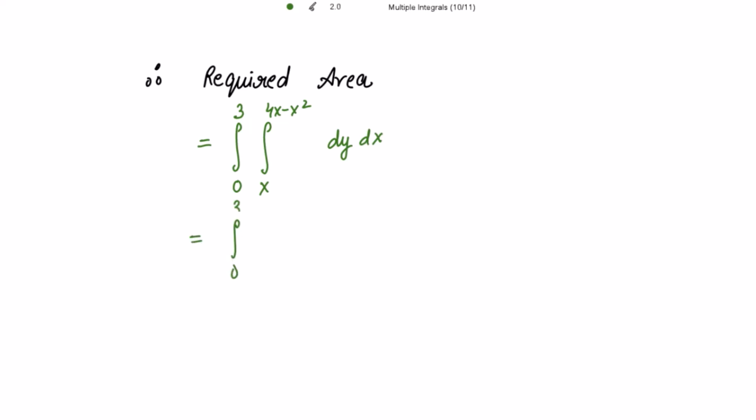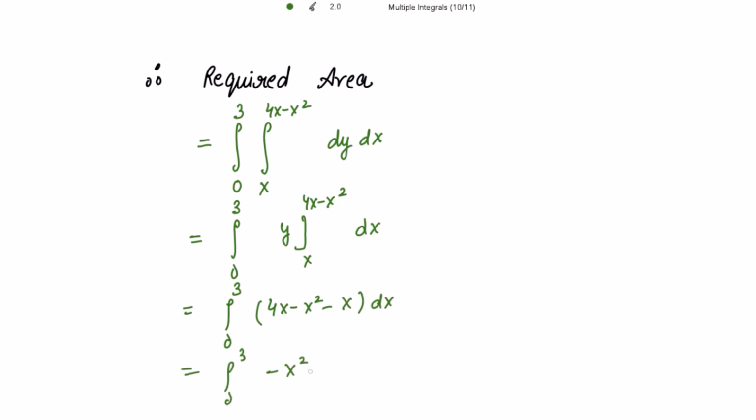So from 0 to 3, the integration of 1 is y, and writing the limits 4x minus x square, dx. So this is equal to the integral from 0 to 3, putting the limits, 4x minus x square minus x. That will give me the integral from 0 to 3 of negative x square plus 3x dx.